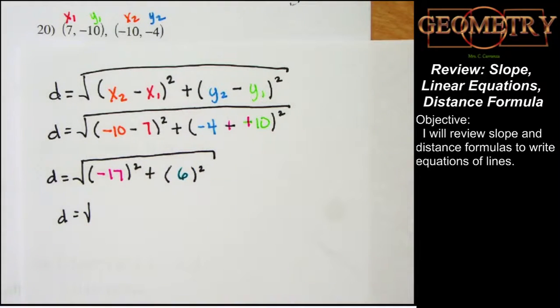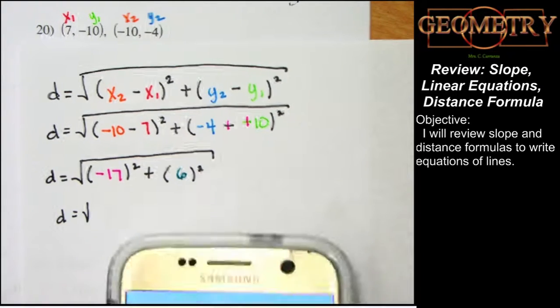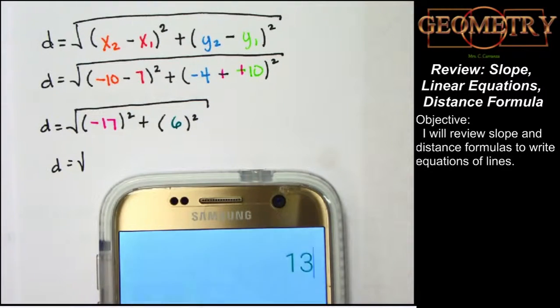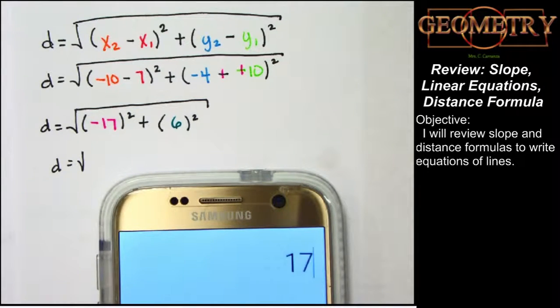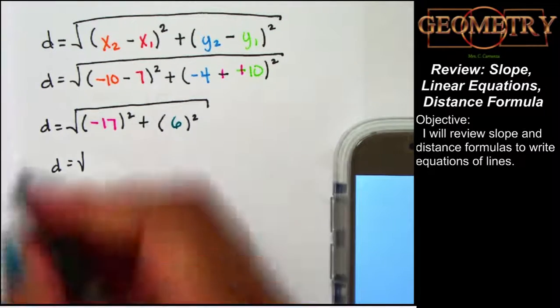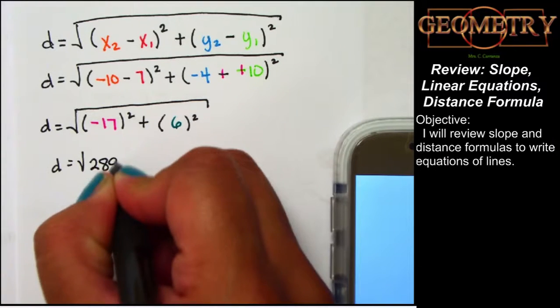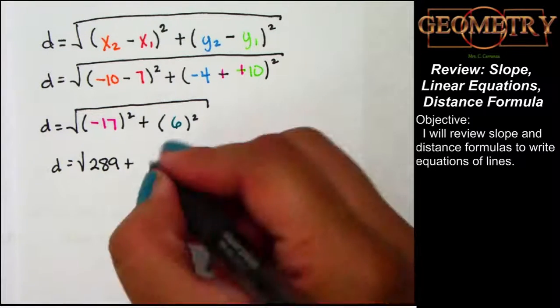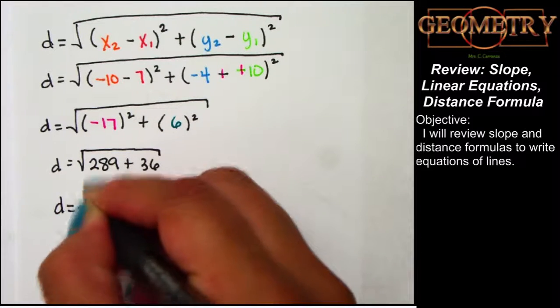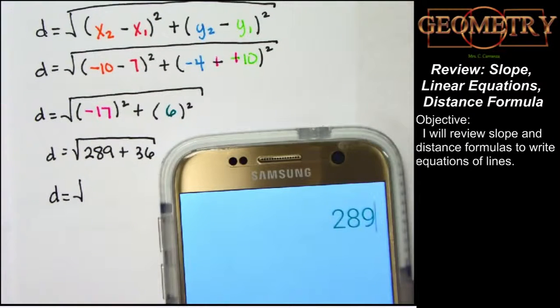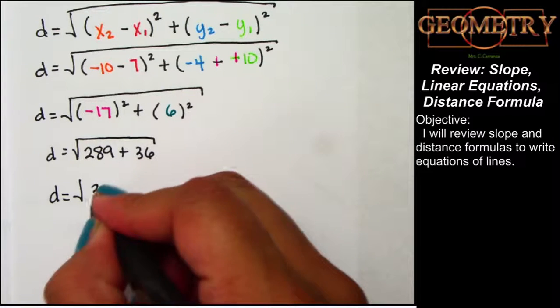I'm going to grab my favorite calculator app because I have no idea what 17 times 17 is. I really don't. Okay, so let me clear that number. Whoops, come back here. 17 times 17. Calculator app says it's 289. And I can do 6 times 6, that's 36. Now, 289 plus 36, calculator app tells me, is 325.